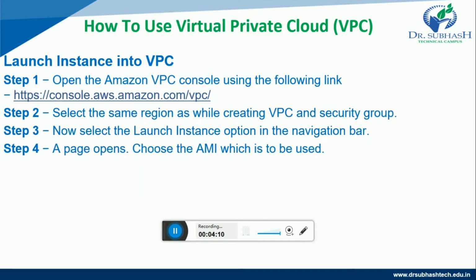Now after that we have to launch the instance of the VPC. For that, once again we have to follow the following steps. In step 1, open the Amazon VPC console by using the following link, and then step 2, select the same region as while creating the VPC and security group, and then step 3, now select the Launch Instance option in the navigation bar, and then step 4, a page opens, choose the AMI which is to be used.